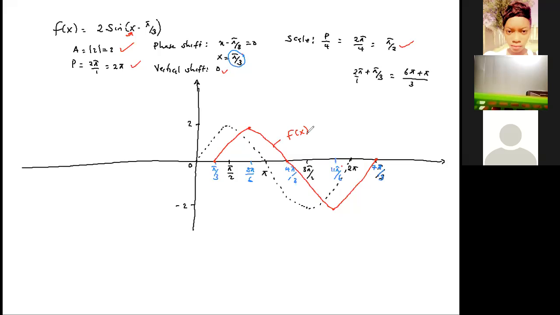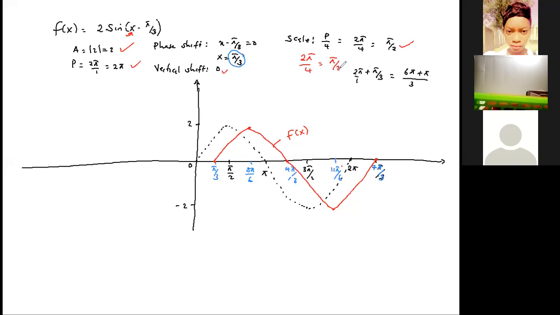Now about the scale. The scale always, you say period over 4 for sine and cos. Now what's the period? We found 2 pi. So you divide it, 2 pi over 4. You get pi over 2. That's your period. From 0 to pi over 2 to pi, 3 pi over 2, 2 pi.